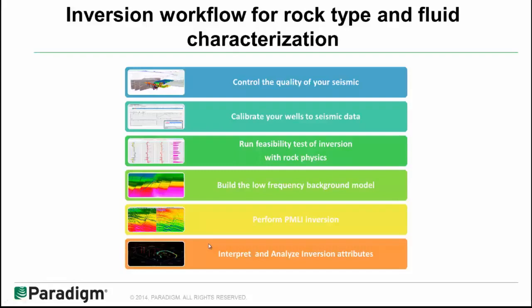So again, first of all, we would need to control the quality of the seismic, and we would need to calibrate our wells to the seismic data. Also, it is very advisable to run feasibility tests of inversion with rock physics, and then we would need to build a low frequency background model and perform our pre-stack maximum likelihood inversion. And then once it's done, we can interpret and analyze the inversion attributes. So let's switch to the live part of our demo again, where we can go through different steps of the inversion workflow.